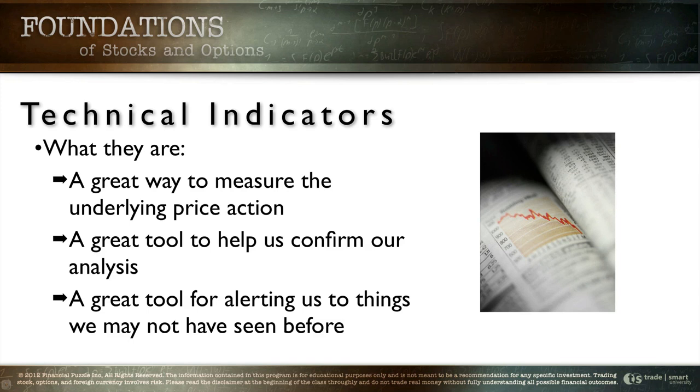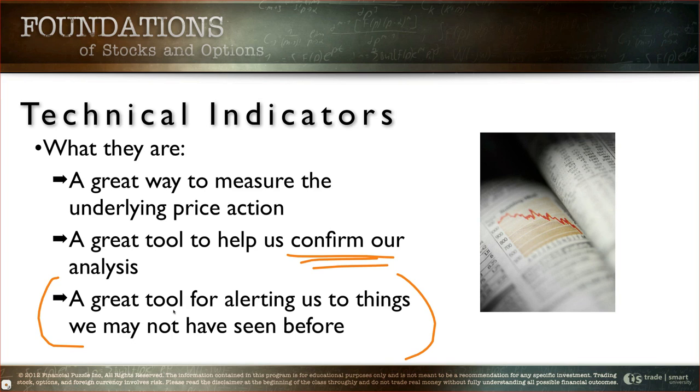So what are indicators? What are we going to use them for? Well, they're a great way to measure the underlying price action. They're a great tool to help us confirm our analysis. And this is really what I want to drive home. Indicators are used to help us confirm our analysis, and they're also a great tool for alerting us to things that we may have not seen before. And really, that's all indicators are. They're just a tool to help confirm our analysis or alert us to something that we did not see before.